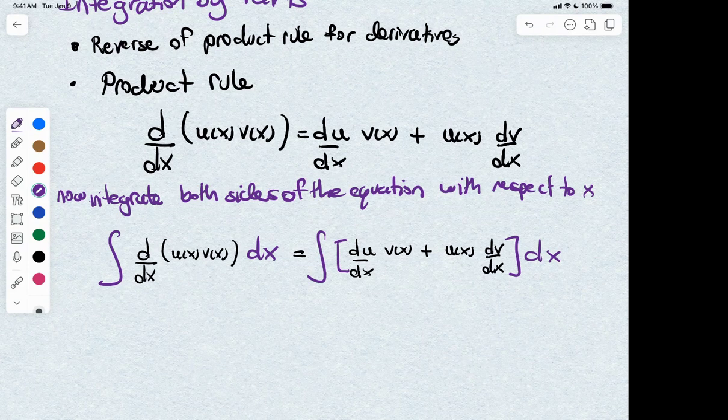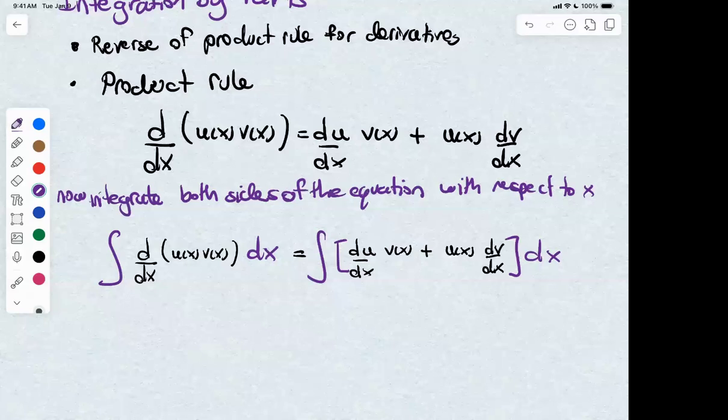So we're trying to find, it's almost circular, because what it's saying is: find a function whose derivative is the derivative of u times v. So what is a function whose derivative is the derivative of u times v? It's u times v, right? It's almost like circular reasoning.